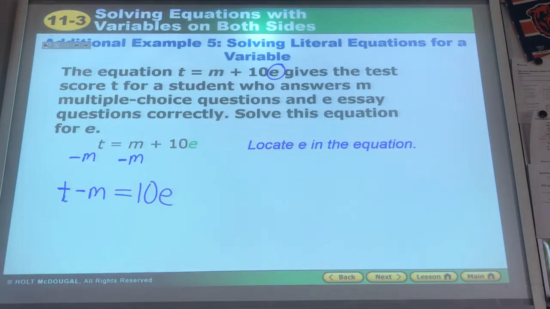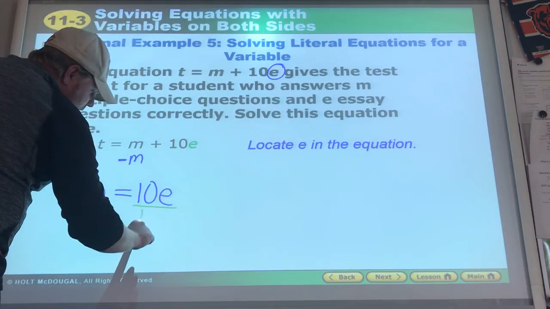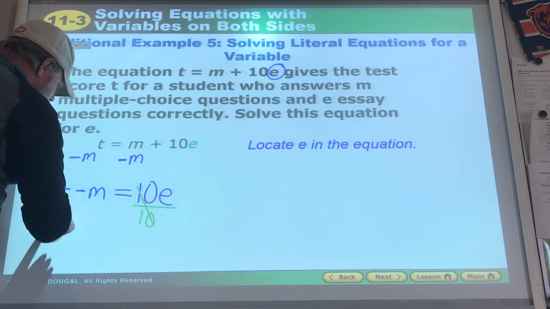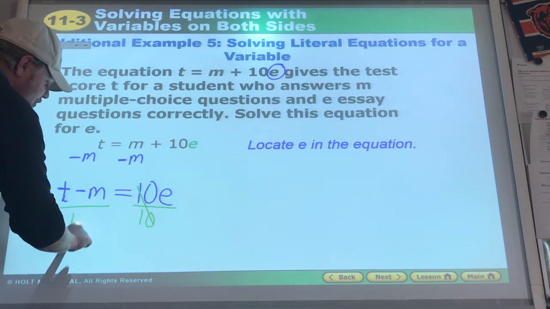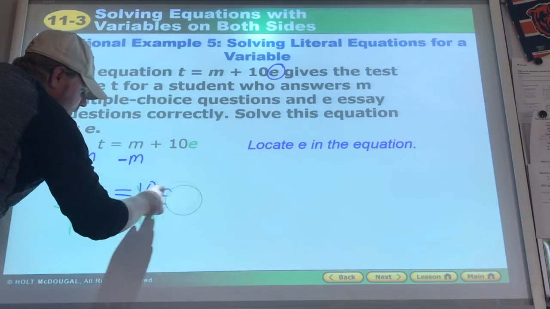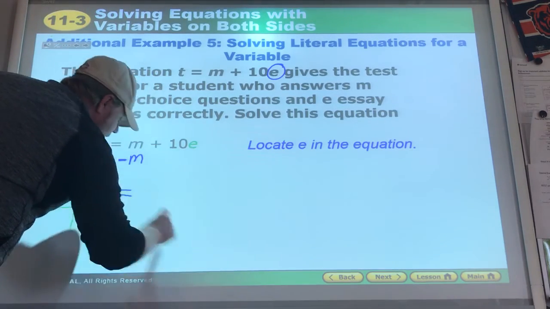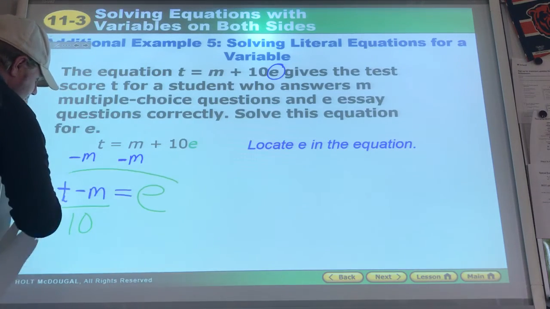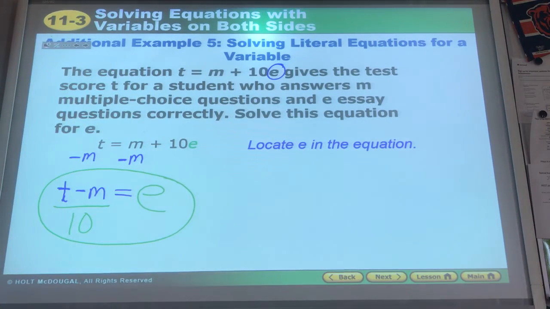10 times e. Well, how do I undo multiplication? I use my division skills. Divide the entire side by 10. e equals t minus m divided by 10.